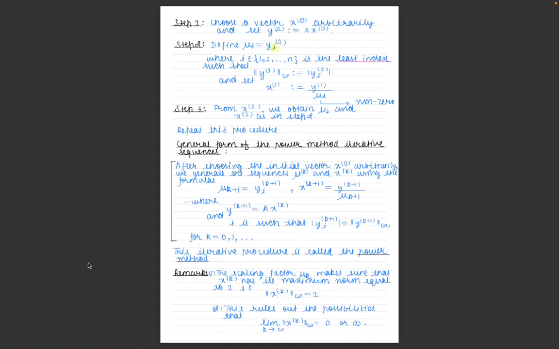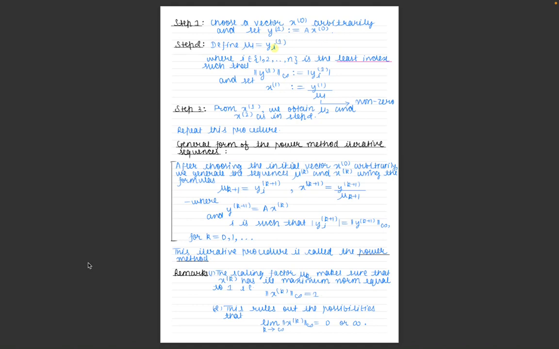You start with any arbitrary initial guess and set your first iteration to be just Ax naught. Now you take mu1 to be the component of y1 where it attains its supremum, and you choose i to be the least such index. Then you define your first iteration x1 as y1, which was already Ax naught, divided by mu1.